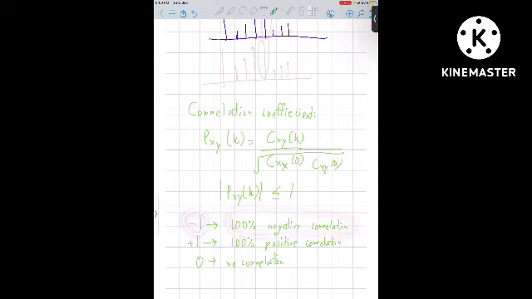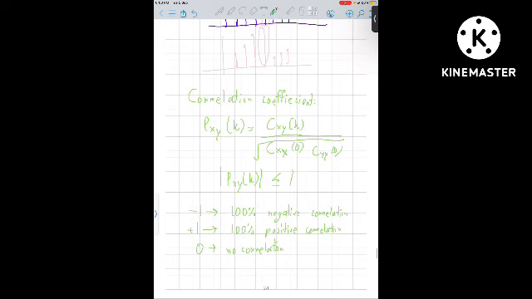So the quantity c_xx[k] is actually called the autocorrelation coefficient. It's a simpler version of the correlation that we just learned. What is it? It is 1 upon N, summation n equal to 0 to N minus 1, x[n] times x[n minus k], the signal convolved with itself.